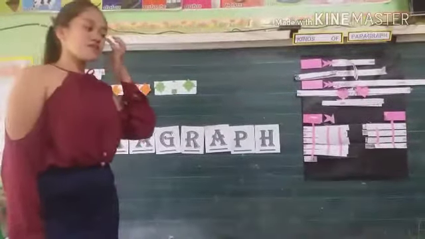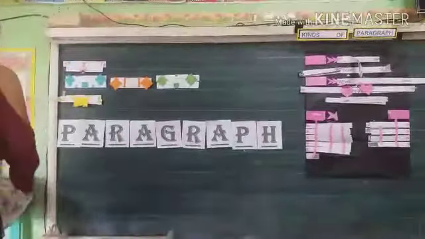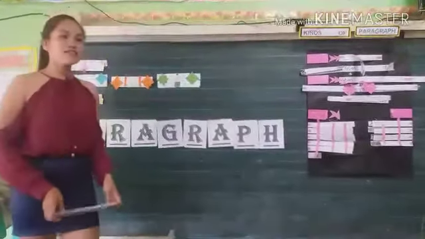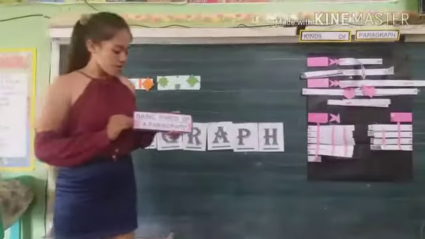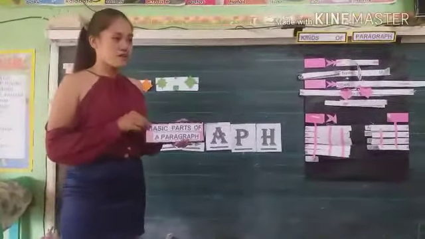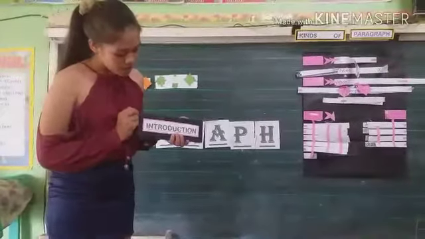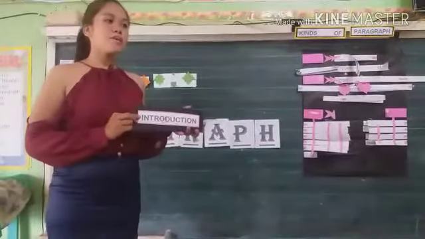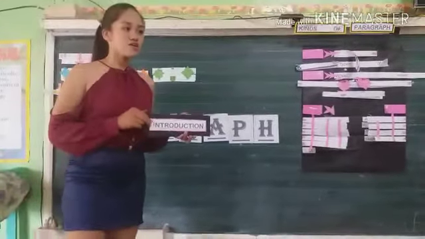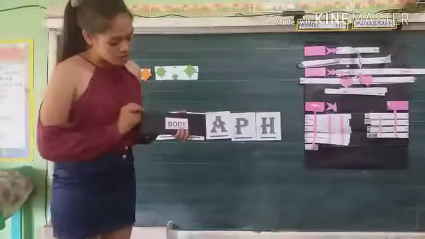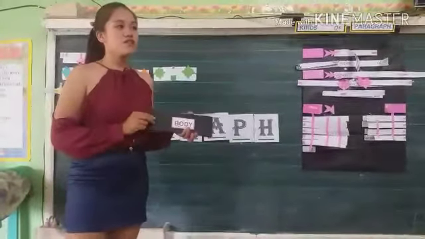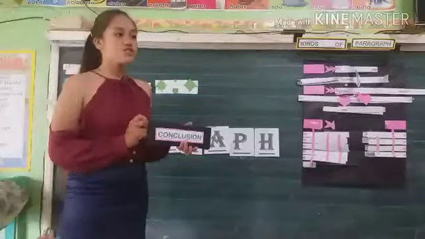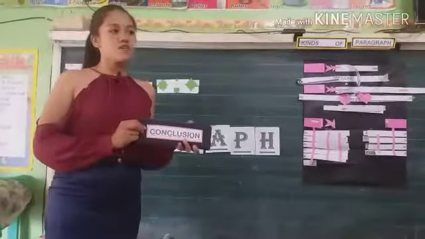Since last meeting with Miss Jen, you've already discussed the basic parts of a paragraph and its basic features. But before that, let us have a review first. What are the basic parts of a paragraph? First, introduction, in which it introduces the topic or the information about your paragraph. The second one is the body, in which it gives all the details or gives support to your paragraph. And last is the conclusion, in which it ties up all the information needed to be written in a paragraph.